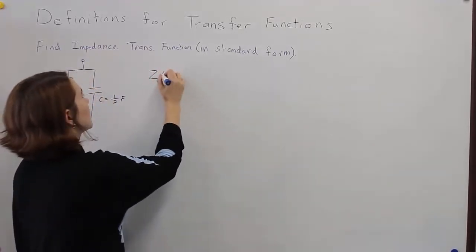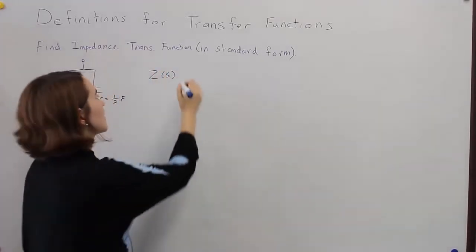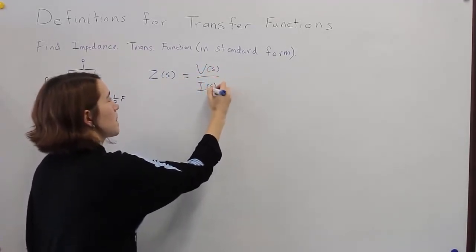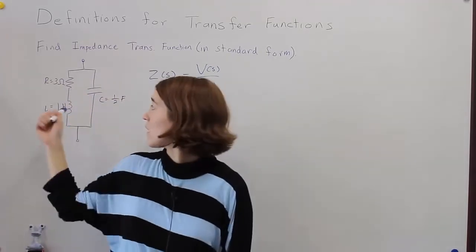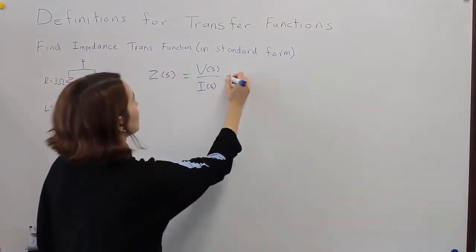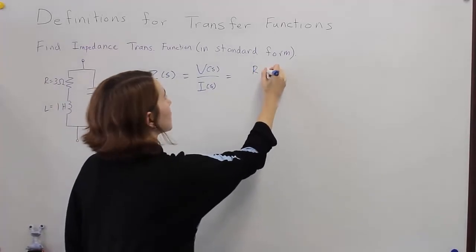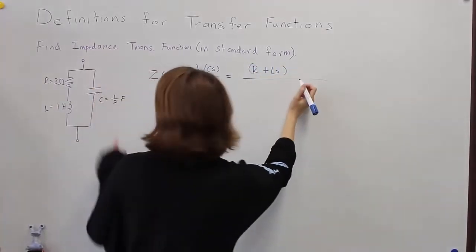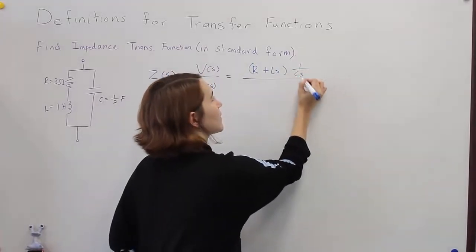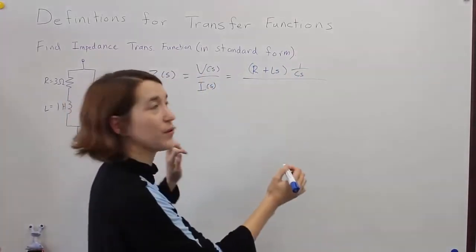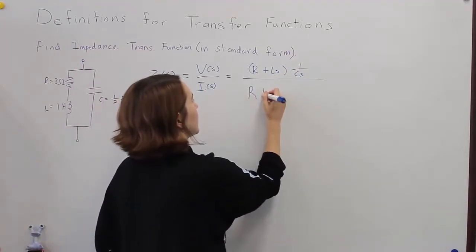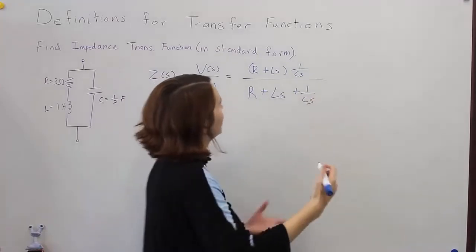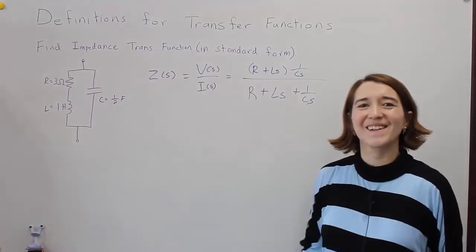We'll call it Z of S, because we're looking at impedance, which is voltage over current. And we can just look at these values, and we have these two in series. So we'll say R plus LS is in the numerator times 1 over CS, and then we add the two together. So R plus LS plus 1 over CS. Okay, and there we have it, we're done.